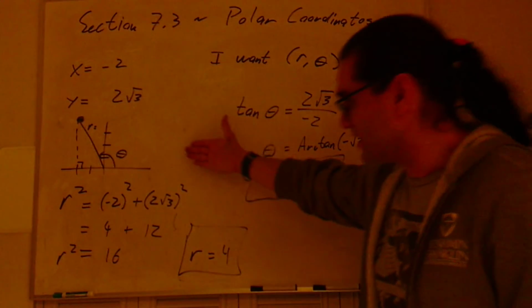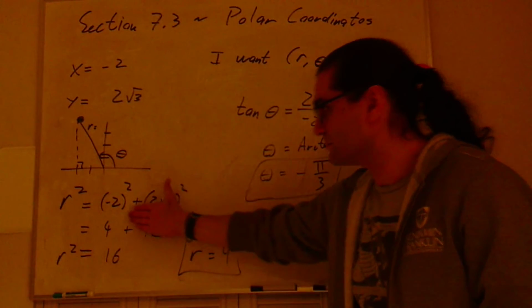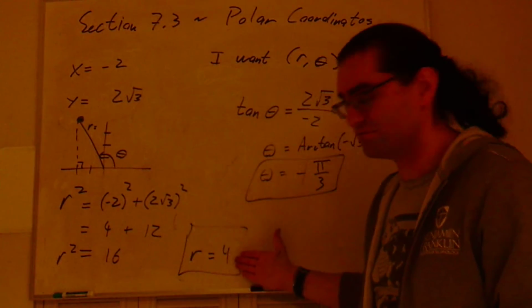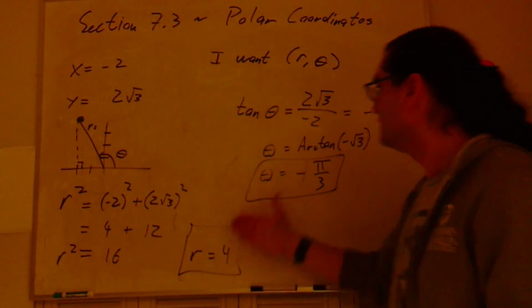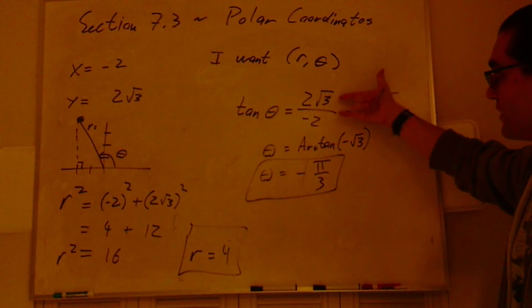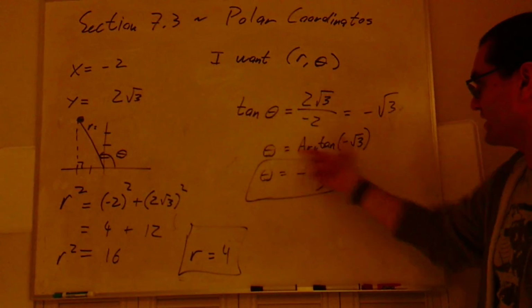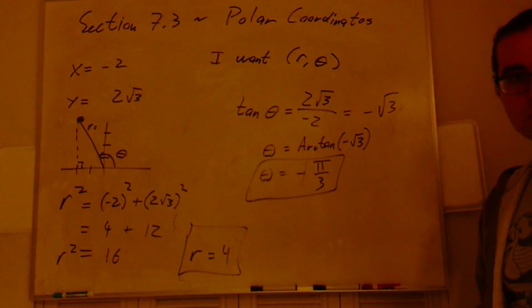We followed the steps. Nothing here is incorrect. I put in my x value, my y value, I squared them both. I got 16. Square root of 16 is 4. That checks out. These are in the right order. Y goes on top, x goes on the bottom. This is opposite over adjacent. That's the tangent value. The arctan of this is negative pi over 3. What's the problem? Why is this incorrect?